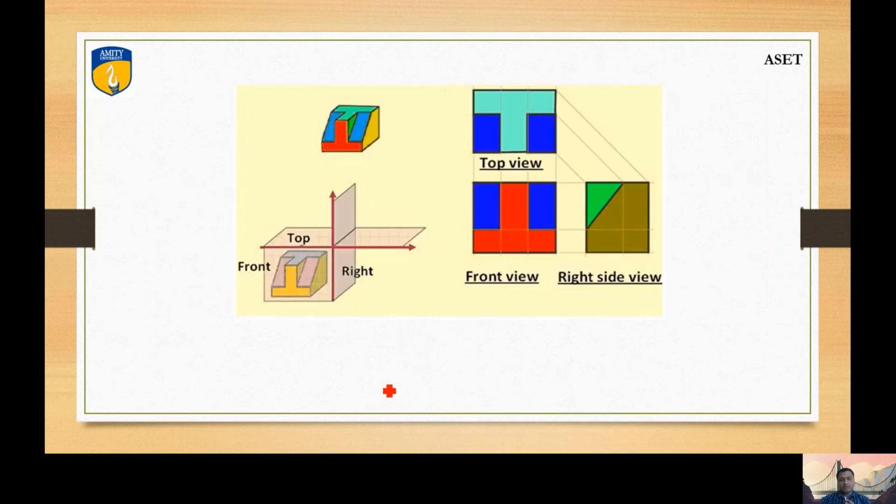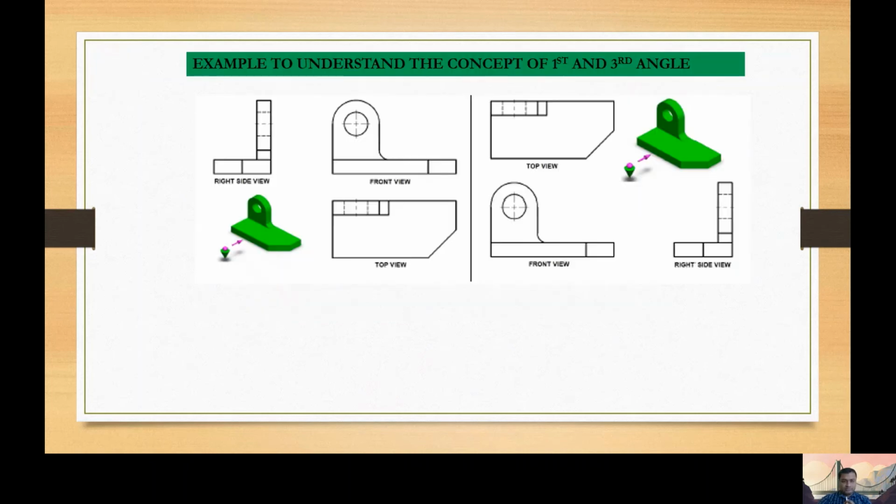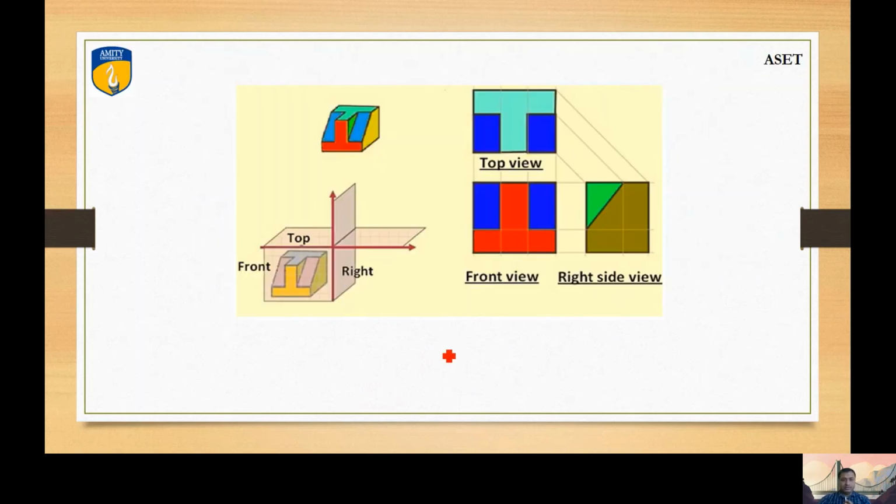Now, where will be the location of the different views when located in the third angle? I think this will be more clear with this drawing, you can see and understand. So the object is resting here, in the third angle, right? When you see the top, the top view will be on the HP, as we know. And the front view will be on the VP.